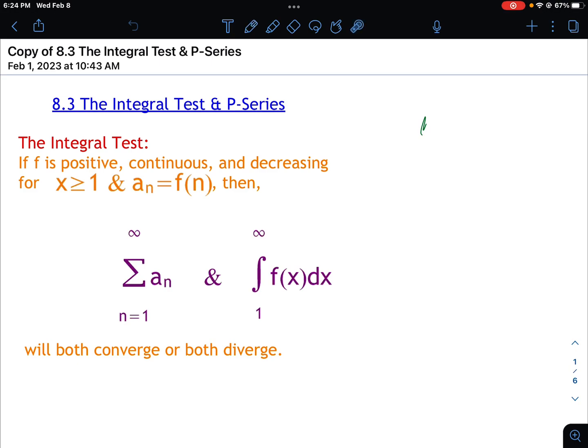Without any further ado, the integral test is as follows. If f is positive, continuous, and decreasing for every x that's greater than 1, and a sub n is equivalent to f of n, then we know that this series and this integral will either both converge or both diverge. If this converges, this also converges. If this diverges, then this diverges. And so we have to check a few things off our list when we're running this test. It has to be positive, continuous, and decreasing.